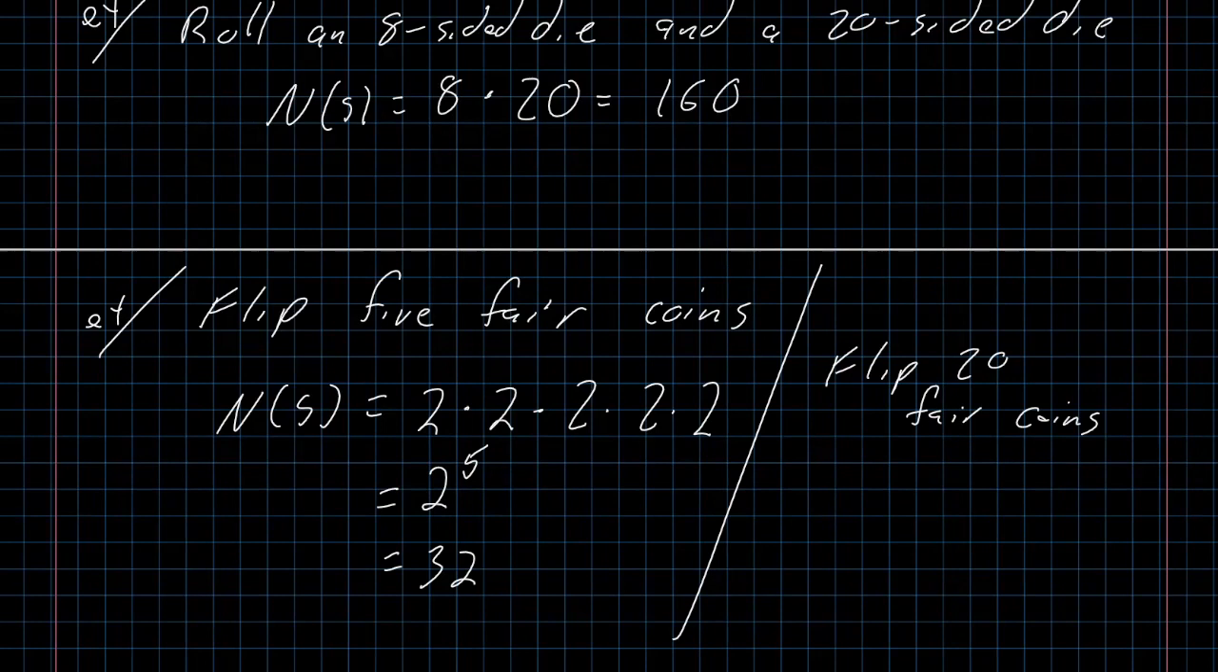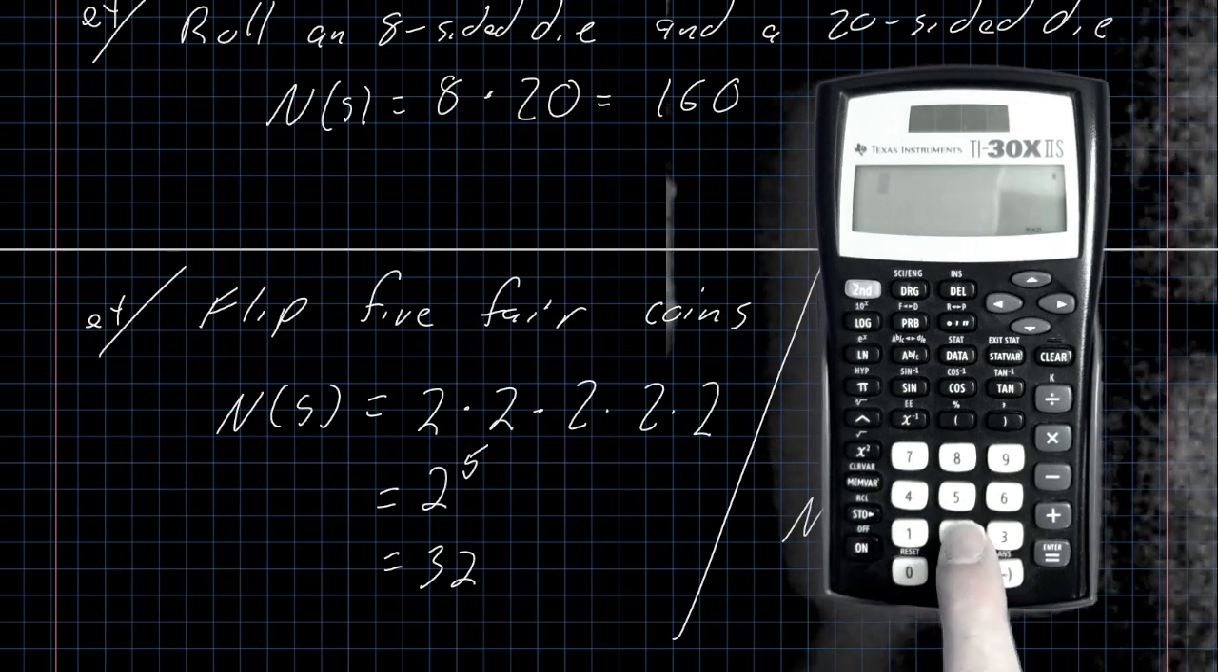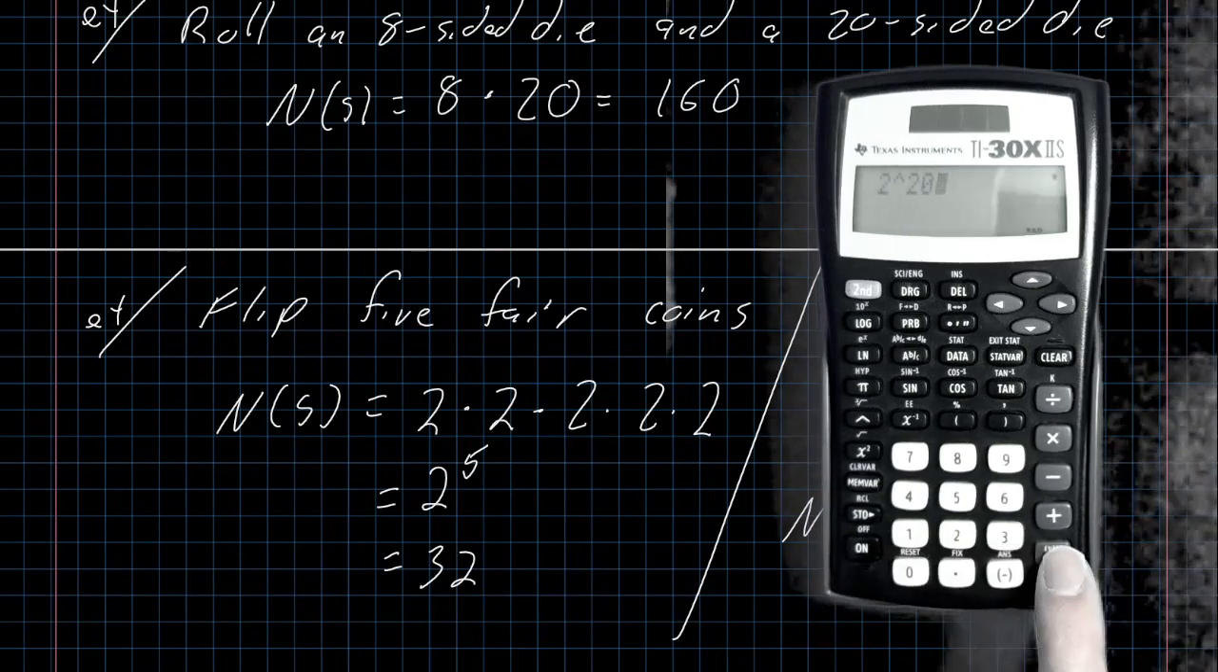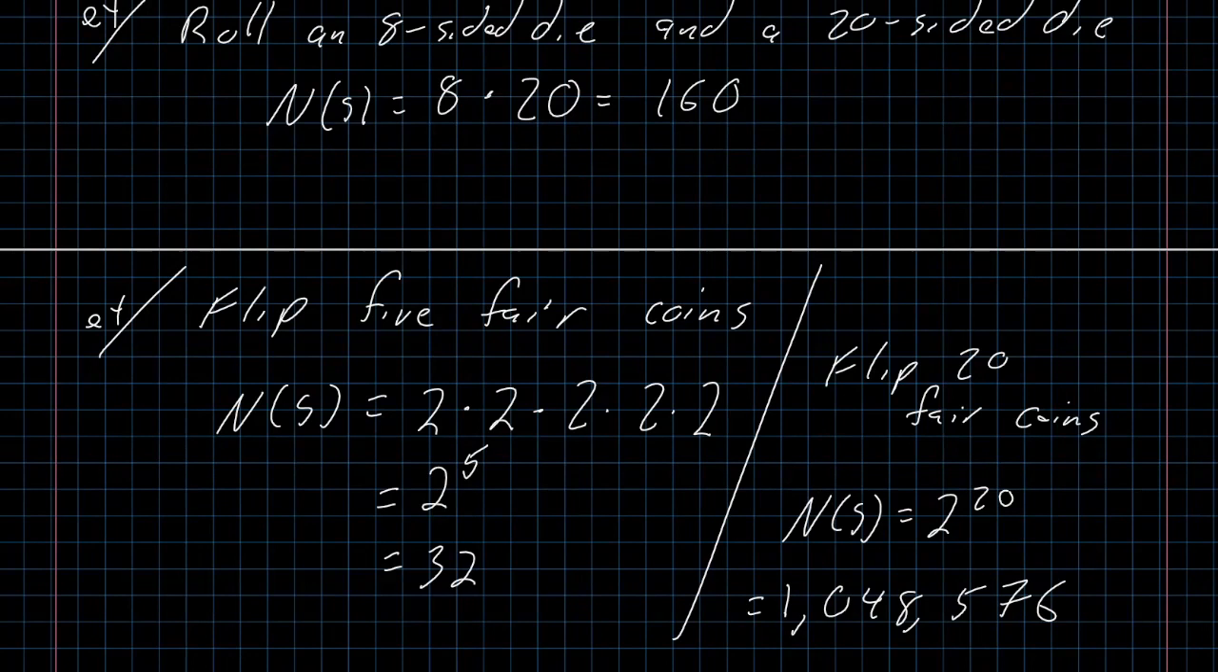Right? But if I do extend that out and think about flipping 20 fair coins, well then n of s, the number of outcomes in this sample space, is 2 raised to the 20th power. And for this one, I definitely need my calculator, which of course shows up right where the problem is written, but that's okay. I can punch in 2 raised to the 20 power. My calculator is happy to tell me it's this lovely, easy to remember number, 1,048,576. Right, and there we have it.